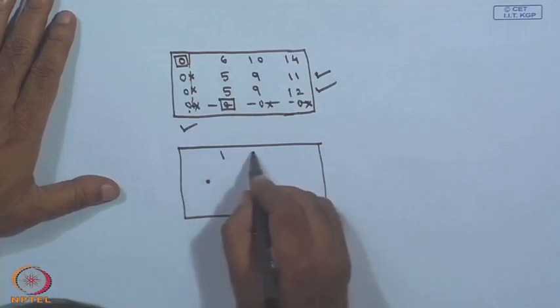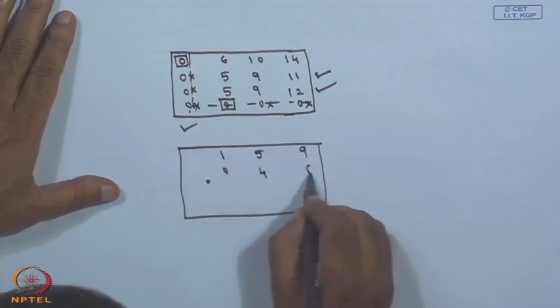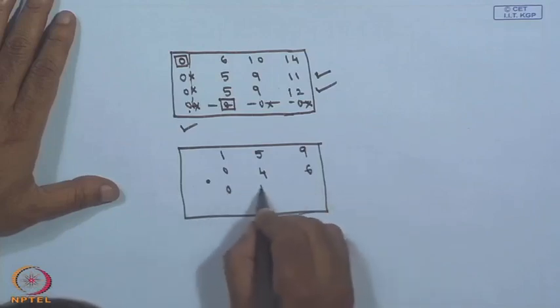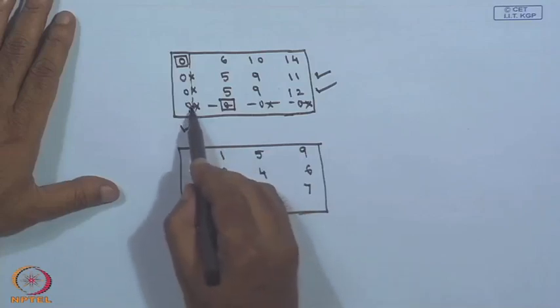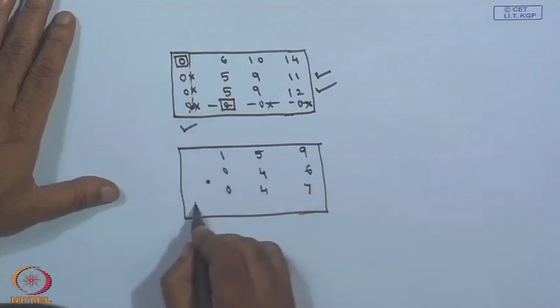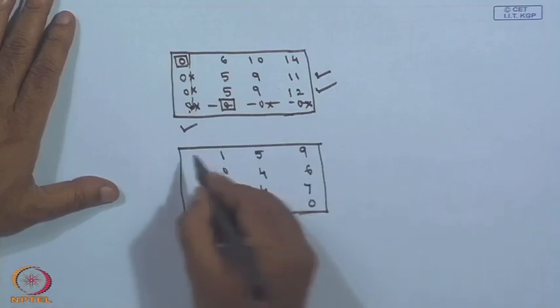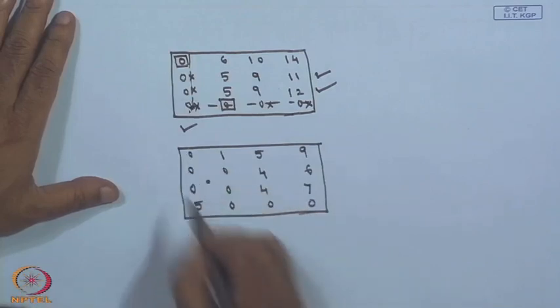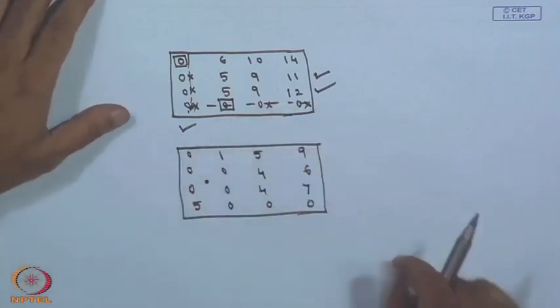In these cases it will come 1, 5, 9; 0, 4 and 6; and 0, 4 and 7, whereas there is only one intersection at this point 4, 1. So this value will be 5, all others will remain the same. So, 0, 0, 0 and 0, 0, 0. If you repeat the process, then you will obtain the solution.